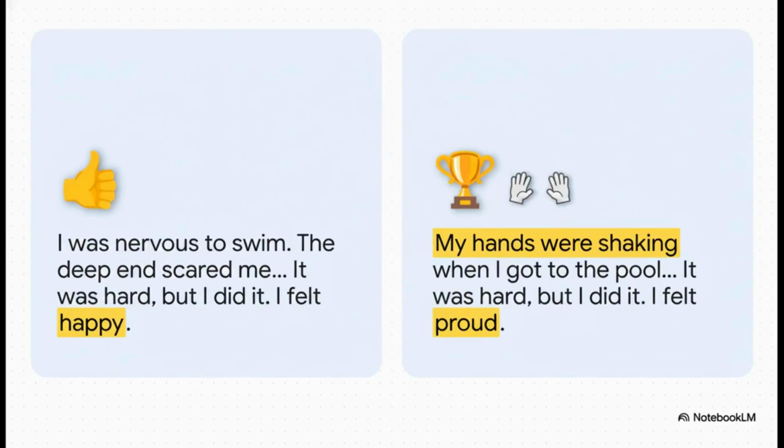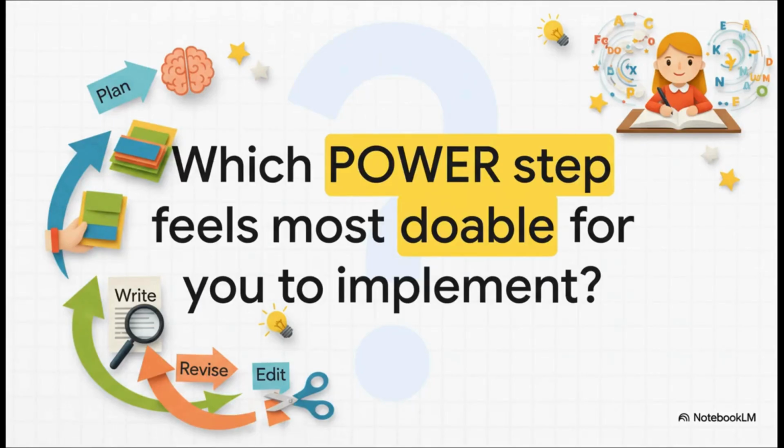But the real magic, the part that gives you goosebumps, happens in the revise stage. Using ARMS, the student adds a fantastic detail, "my hands were shaking," that just puts you right there in the moment. Then they substitute the okay word happy for the much more powerful word proud. Do you see that leap? The story now has real emotion. It has impact. So that's the Power Strategy in a nutshell.